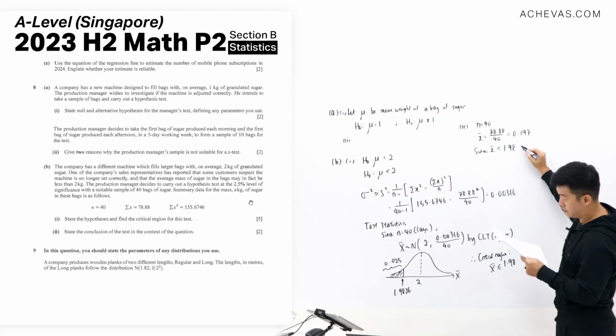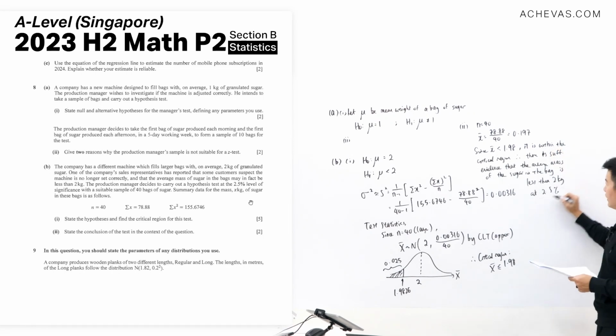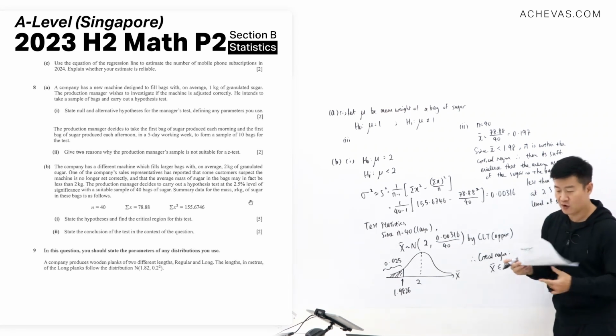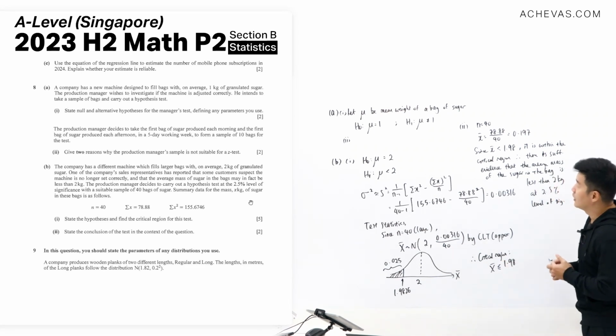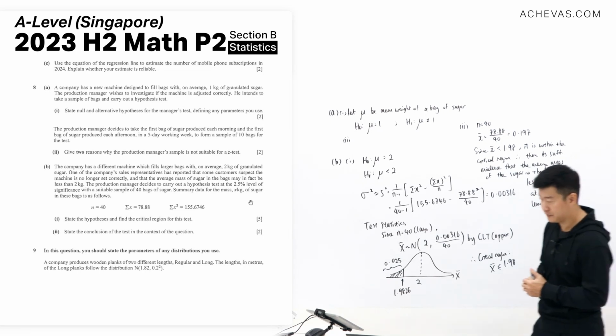Let me write it down. At 2.5% level of significance. Okay, this is for question number 8. Okay, nice. Let's continue. Let's take a look at question number 9.